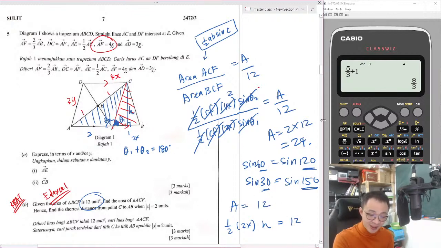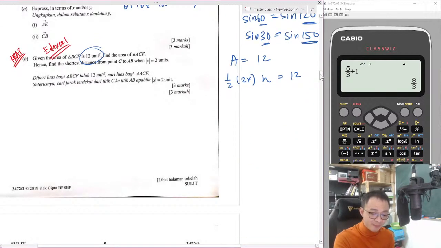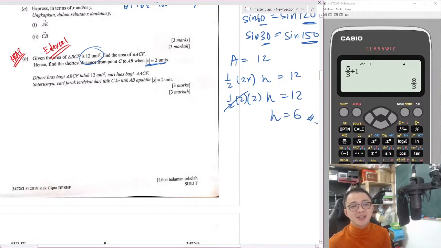Okay, so then next, I know x is basically equal to 2 units, right? So half times 2, the x I will substitute the 2 into here, times h equals 12. Then I simplify, h equals 6. Then you can easily get the 6 here. Alright, so I hope you can understand.